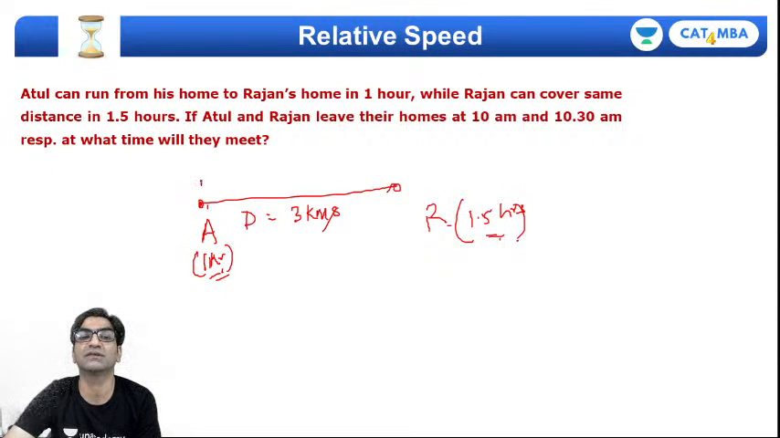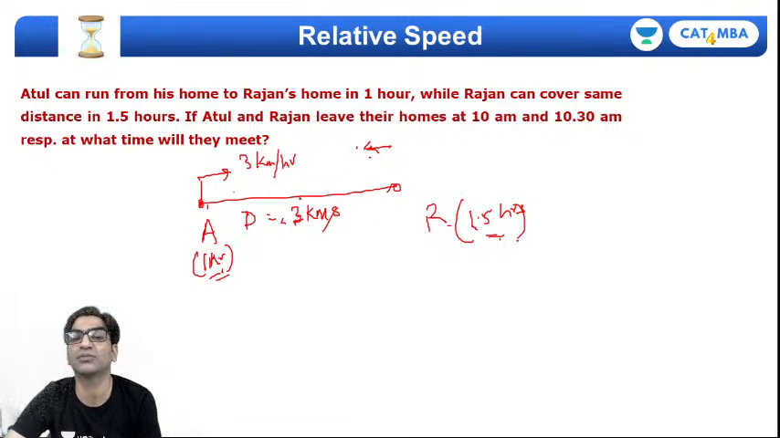So just let the distance be 3 kilometers. And what is Atul's speed? 3 kilometers in 1 hour. So Atul's speed will be 3 kilometers per hour. And Ranjan's speed from the opposite end: Ranjan takes 1.5 hours to cover 3 kilometers, which means Ranjan's speed will be distance 3 upon 1.5. So that becomes 2 kilometers per hour.